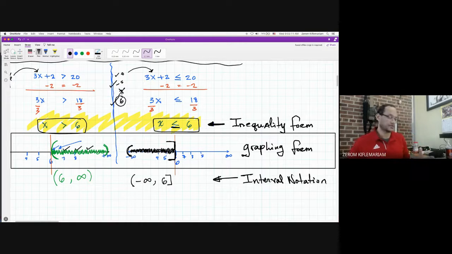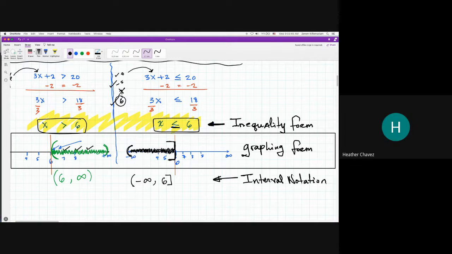So we have three types of answers, Heather. If the question says leave your answer in graphing form, you have to show me by shading the graph. Does that make sense? If it says leave your answer in inequality form, then it would be the first one, using x is greater than or x is less than, whatever the equation was. If it says leave your answer in interval notations, then it would be the bottom one, using brackets and parentheses. Does that make sense?